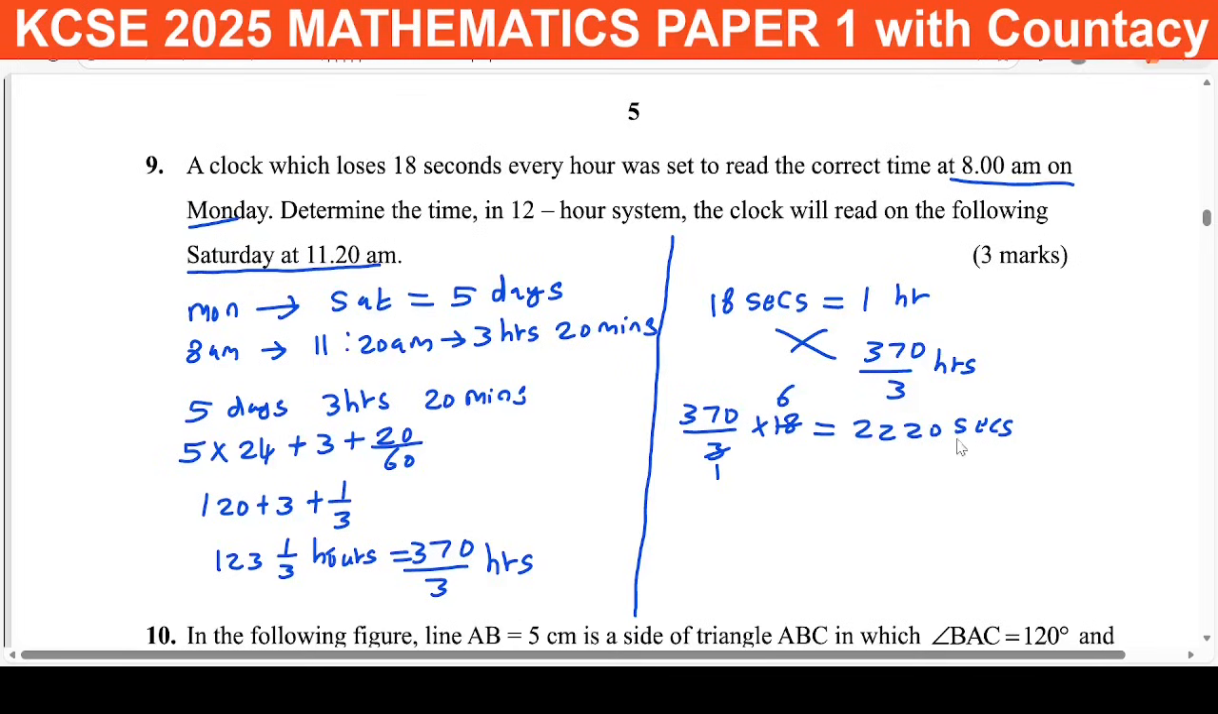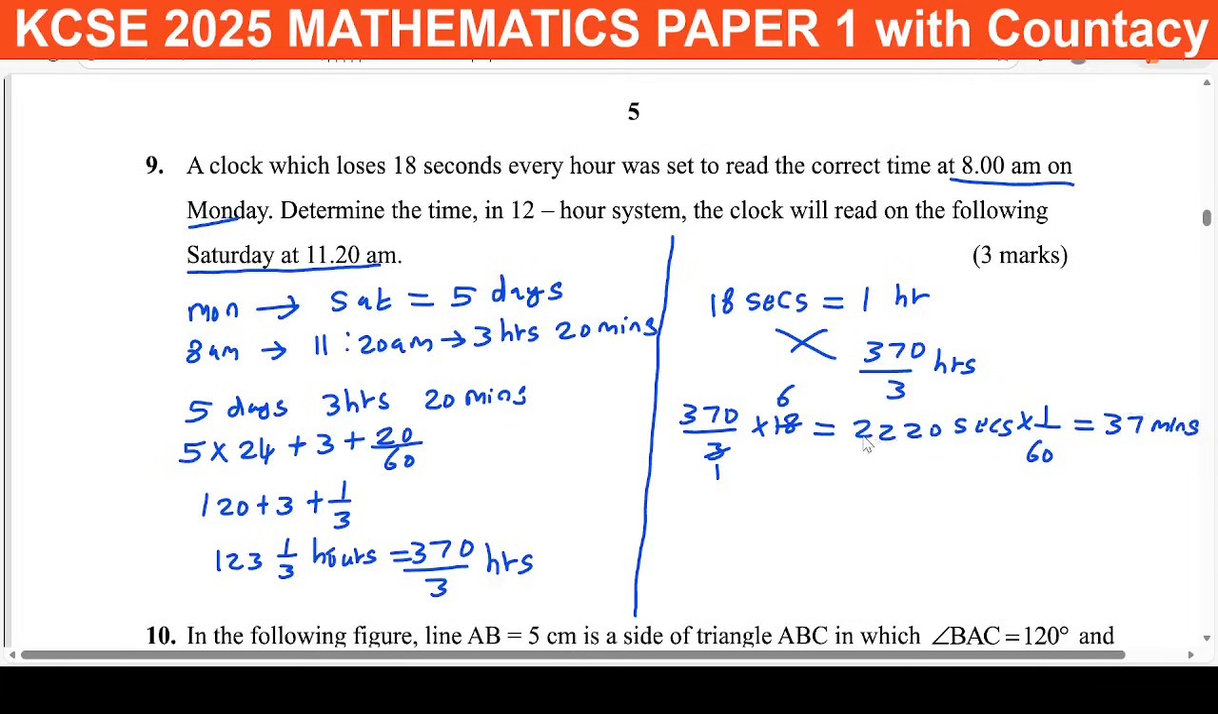Can we convert this one to minutes? I believe we can do that. To convert them to minutes, we divide by 60. Dividing by 60, we simply multiply by 1 over 60, and this one is going to give us 37 minutes.